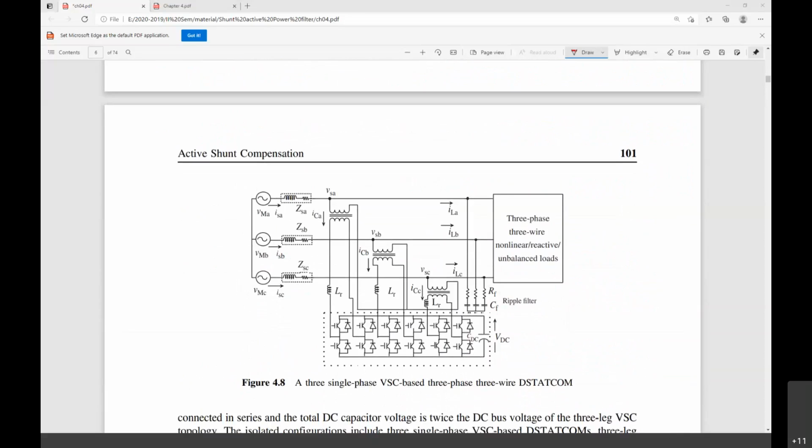Next, this is a topology which refers to an isolated, single-phase VSC based 3-phase 3-wire D-STATCOM. Here we have been using isolation between the power side and the inverter side. If any kind of fault is going to occur on the other side, we have an isolation so that we can protect the switches.